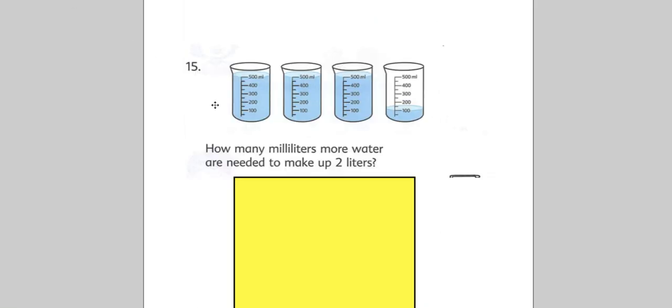Okay, let's look at the next one. Here, it's asking how many milliliters more water are needed to make up 2 liters. Well, we're going back to knowing that 1 liter equals 1,000 milliliters. So here's 500, here's 500. So we can say right here that these two containers equal 1,000 milliliters. So in order to do 2 liters, we need 2,000. What are we left over with? We're left over with 500, and then we have another 100.